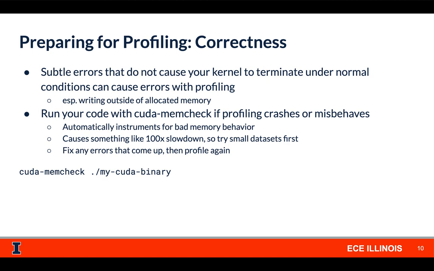So if you think that your code seems to be working but the profiling crashes or provides some other error, my advice to you would be to run your code with this tool called CUDA memcheck. This is a tool that automatically instruments your code when it runs to check if all of your array accesses are in bounds and things like that. It makes your code execute a lot slower, but if you see any errors in there, fix those and then try the profiling again. So, in short, make sure your code is standards compliant before you try to profile it. Otherwise, who knows what will happen, right? Undefined behavior.